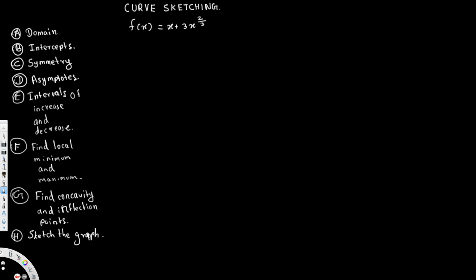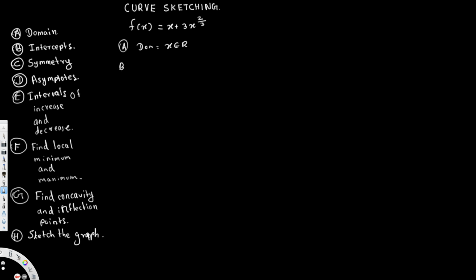If you see, in this case x can be any real number. So the domain is going to be: x can be any real number. So this is my domain, and then we have to find intercepts.